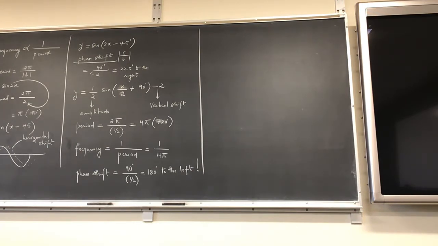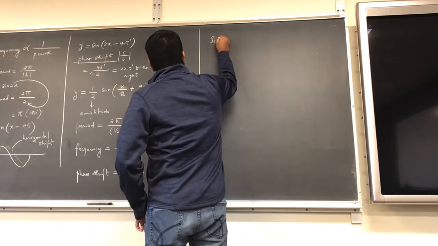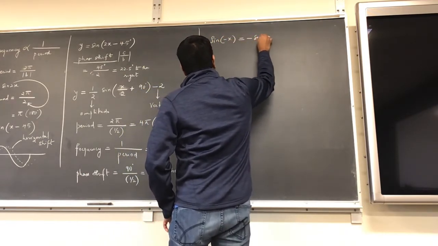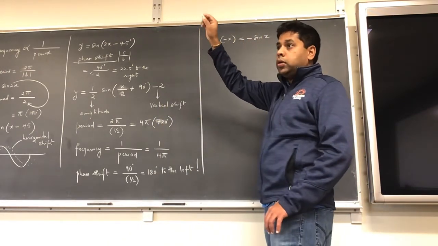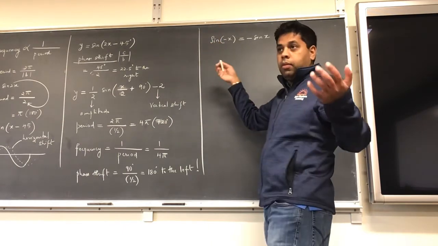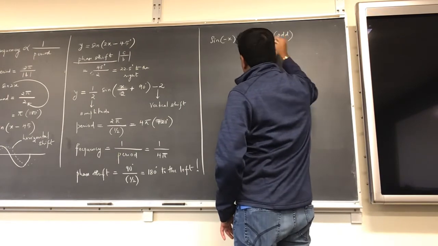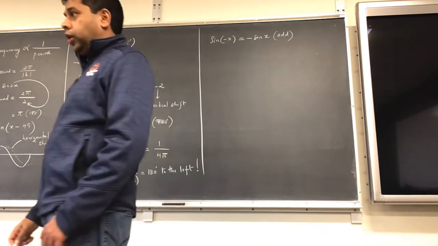What do you got? Negative 0.5. So can I make this statement? Sine of negative x is equal to minus sine x. Yes or no? Am I right? Sine, okay. This is called an odd function.